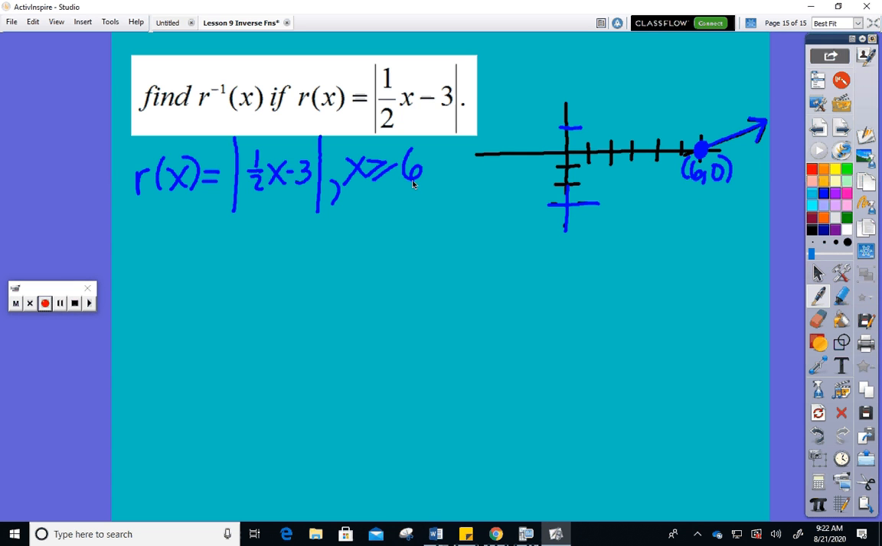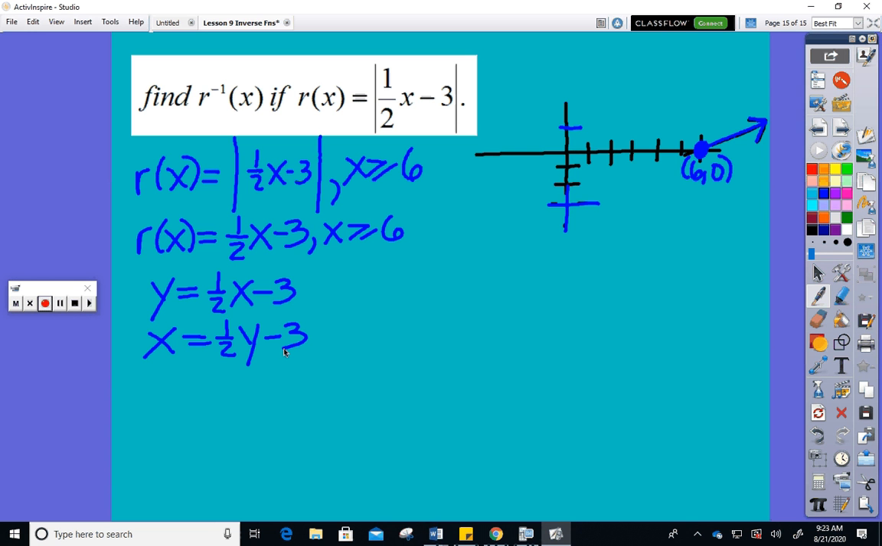But wait. Instead of calling it a V-shaped graph at this point, isn't it just a ray? So can I make it even easier and say it's just a part of the line 1/2 x minus 3 if x is greater than or equal to 6. So that's going to be even easier to work with. And you might say, why would you do that? Because it's going to be easier for me to find the equation of the inverse. So now I'm going to start working with finding the equation of the inverse.